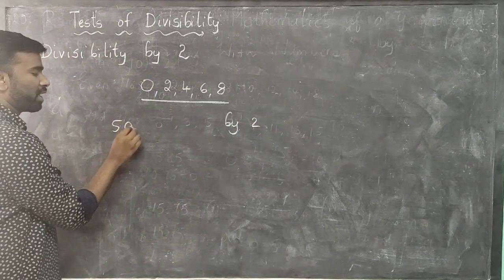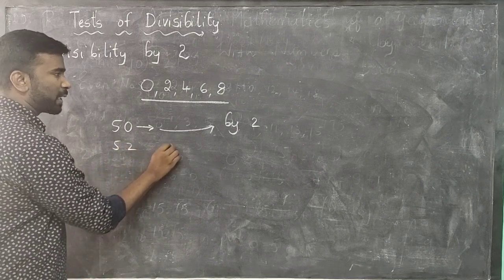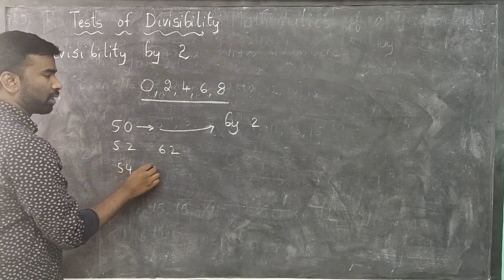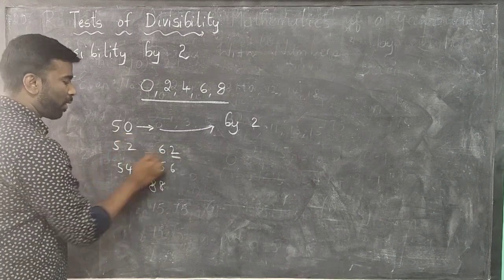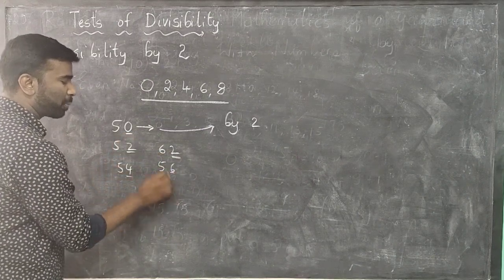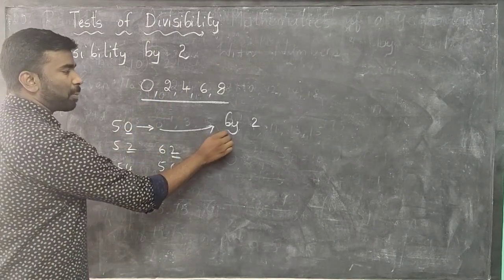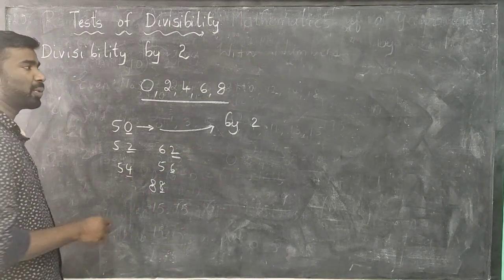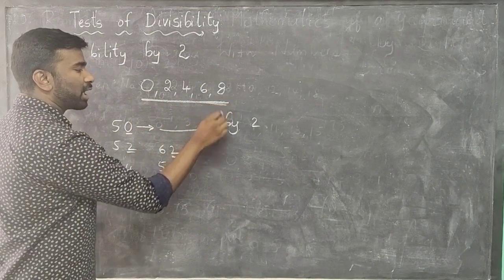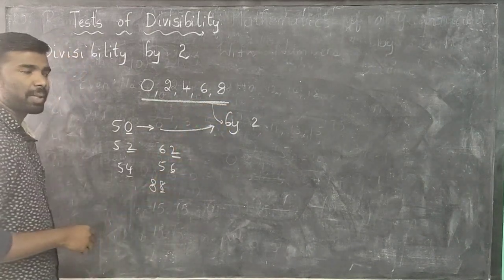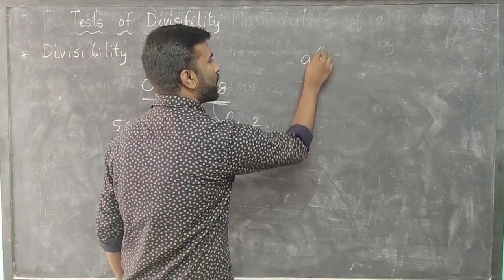Example: 50, which is completely divisible by 2, 52, 62, 54, 56, 88. See, in all these numbers in the unit place we have even digits. Hence, these numbers are completely divisible by 2. We can say that if the numbers are ending with these even digits, that means it is completely divisible by 2.